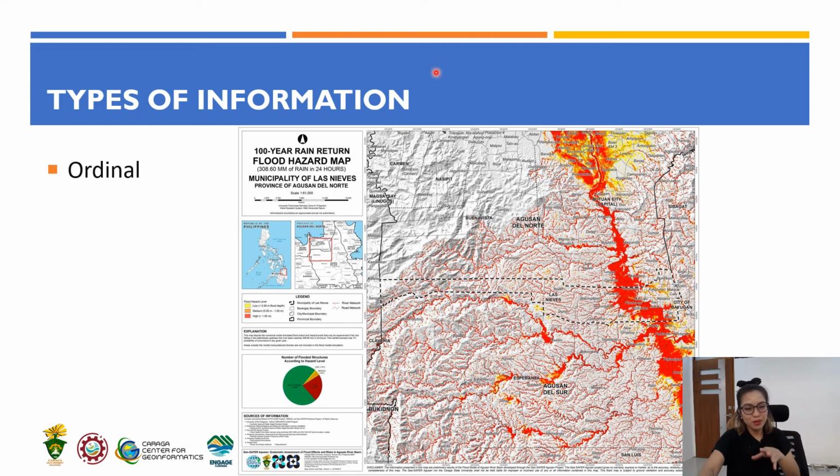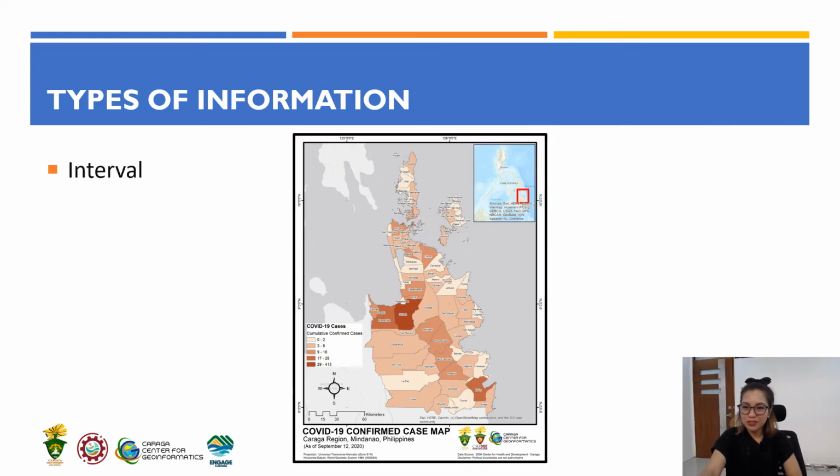There are other maps that are 5, 10, 15, 25, 50, 75, 100-year maps. So there are 7 maps in one area or one hydrologic model. Anyway, the interval.